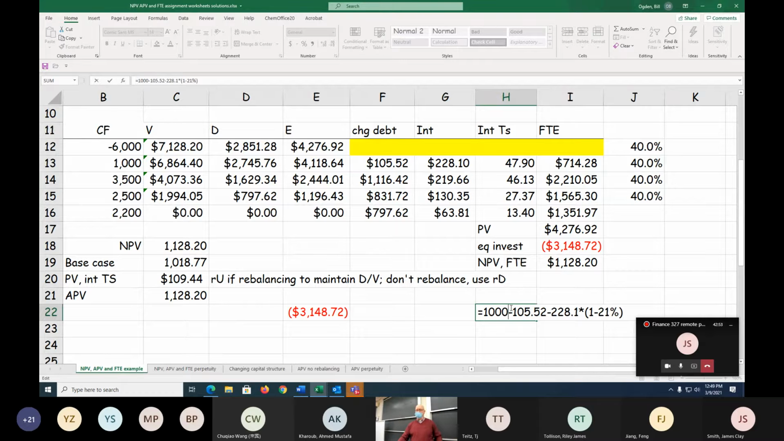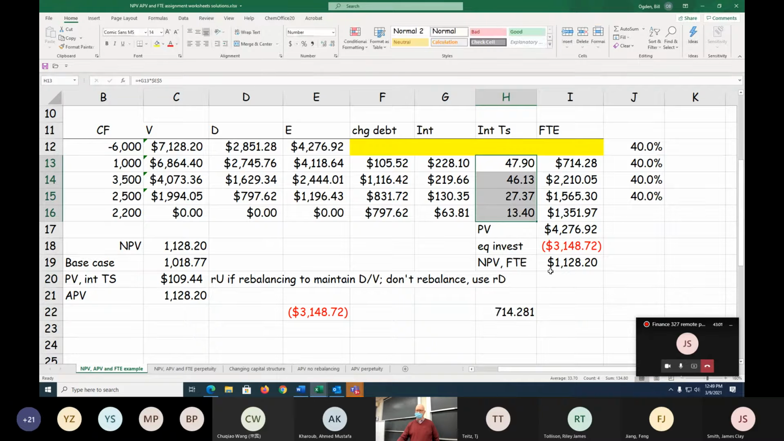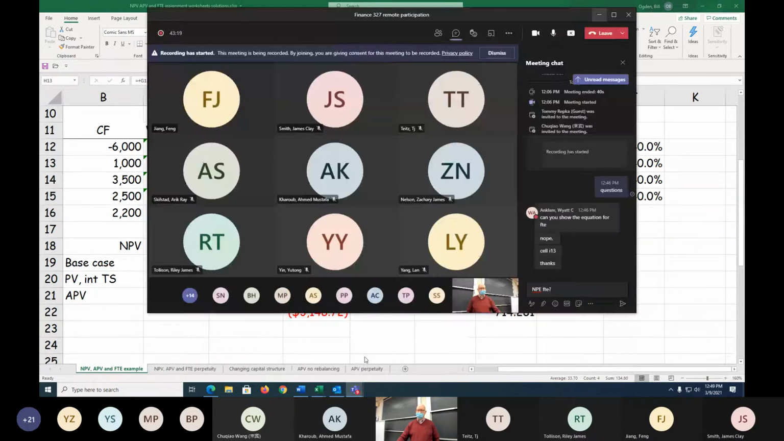If I were just calculating flow to equity, that's exactly what I would do. But I need these tax shields for APV, don't I? So that's why we separated this into 2 numbers. Does that make sense? We have these 2 instead of just this one after tax. We have both of these, so I need this for the APV. All right, how are we doing here? Okay, looks like we got it. Let's move on then.